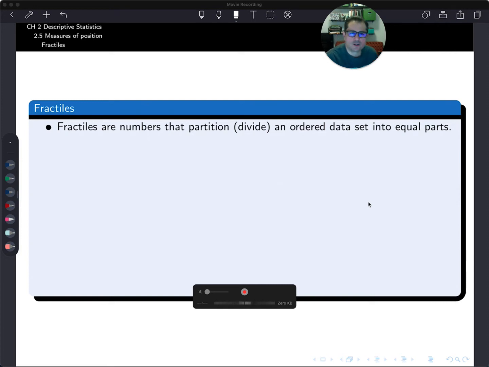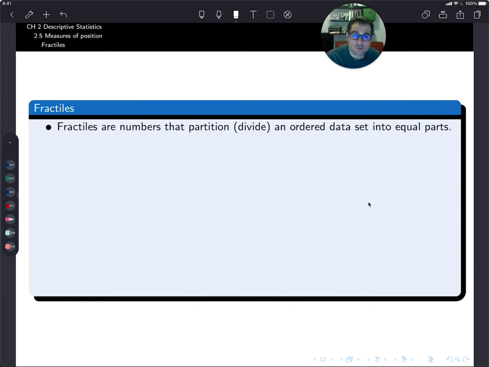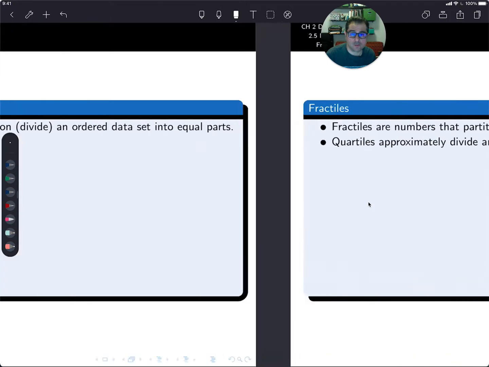Okay, so in this video, we're going to talk about measures of position. We're going to be talking particularly about fractiles and box plots. So a fractile is similar to a median. It is a number that partitions an ordered data set into equal parts.